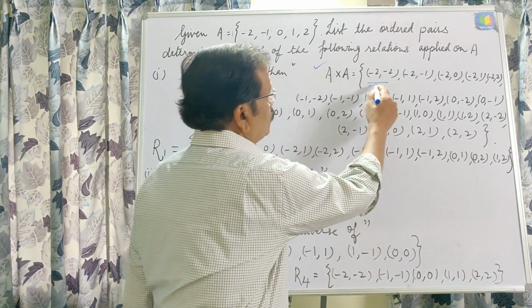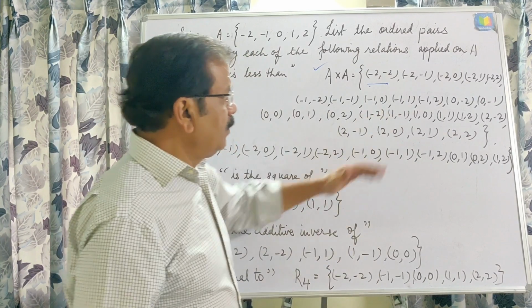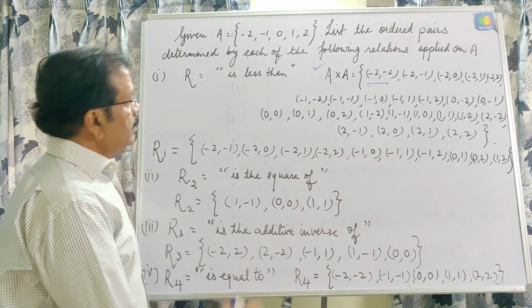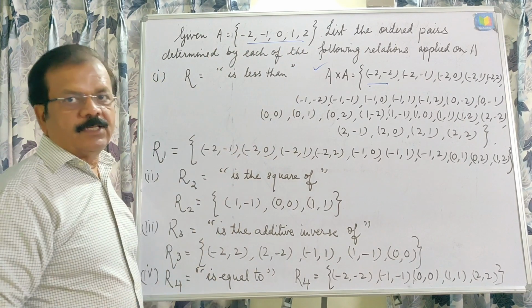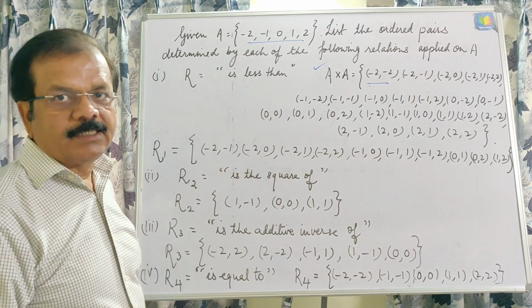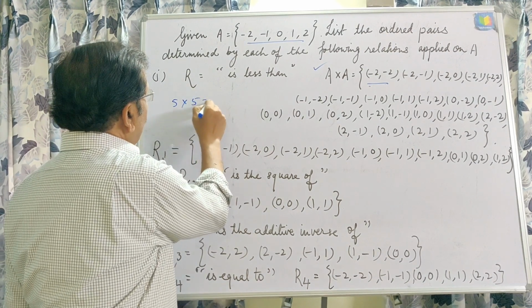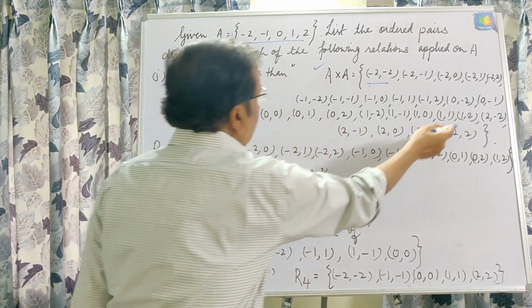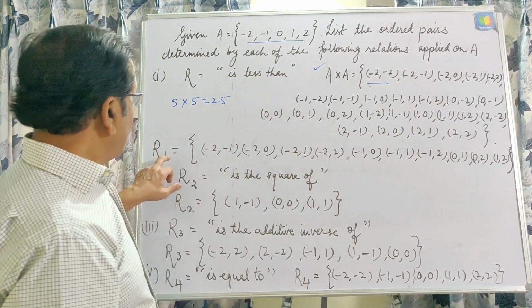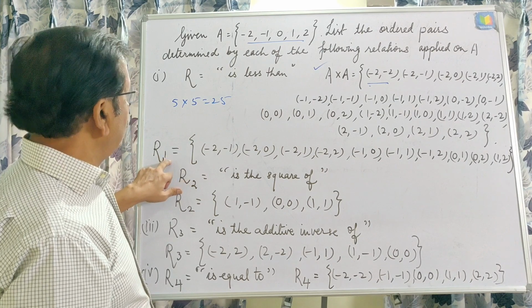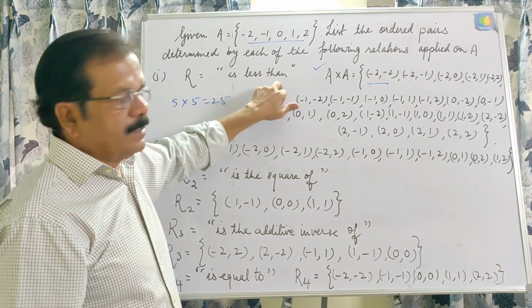Okay, -2, -2, -2, -1, -2, 0. After writing all these numbers, since these are 5, what will be the total number of the Cartesian product? 5 multiplied by 5, that is 25, and these are 5 ordered pairs. Okay, now here R1, the first relation we have to determine, that is less than.